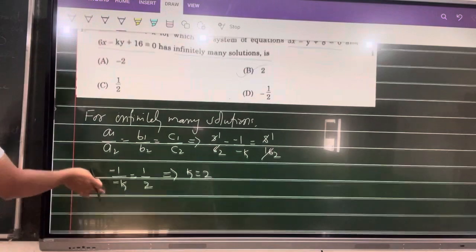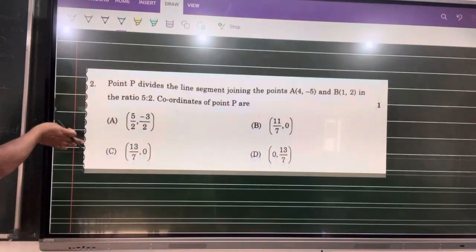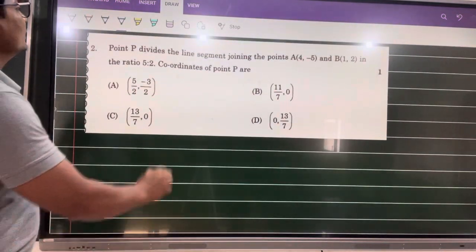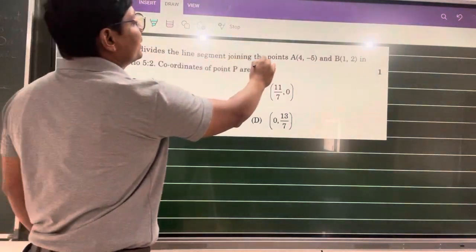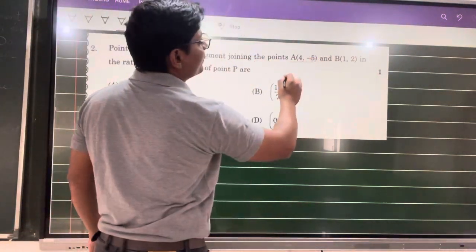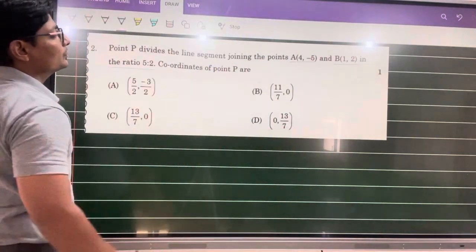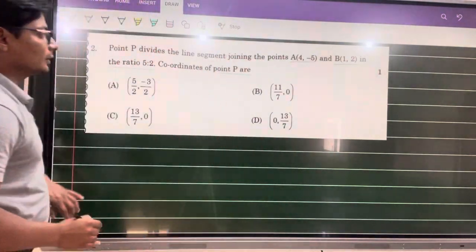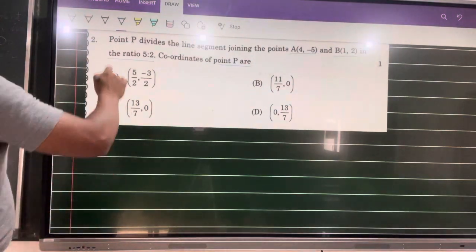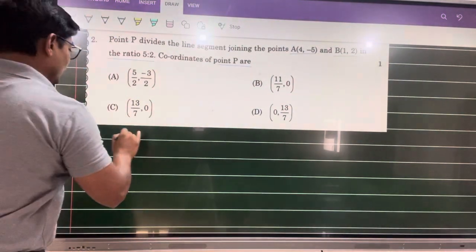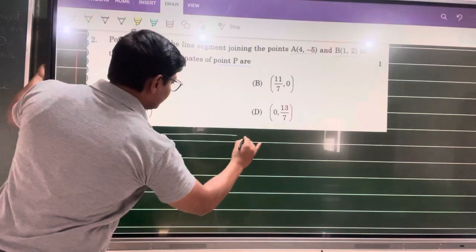Okay, so let us see what is the second question. In the second question they have given that a point P divides the line segment joining the points A of 4 comma minus 5, B of 1 comma 2 in the ratio of 5 to 2. Coordinates of point P are. So here they have given the 2 points. So let us try to just show the line and the given coordinates.